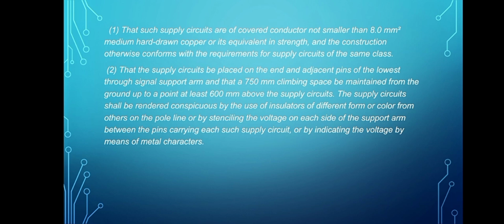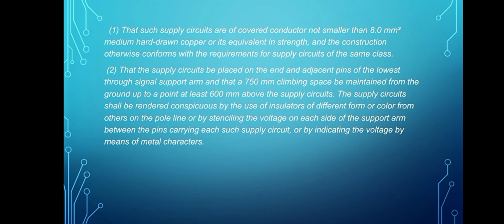Under the following conditions. Number 1, conductor size and type. The wire must be covered and have a cross-sectional area of at least 8.0 mm² copper or equivalent strength. It must meet the construction standards for supply circuits of the same class. Number 2, placement and climbing space. The supply circuits must be placed on the lowest signal support arm using the end and adjacent pins. A 750 mm climbing space must be maintained from the ground up to 600 mm above the supply wires.